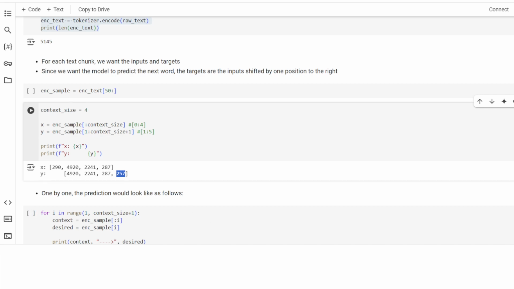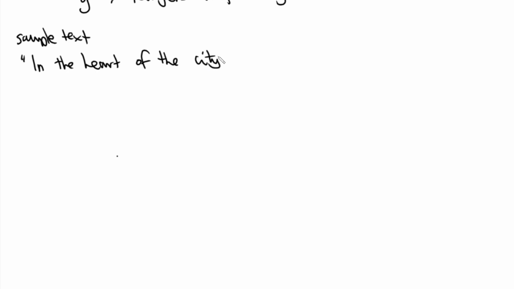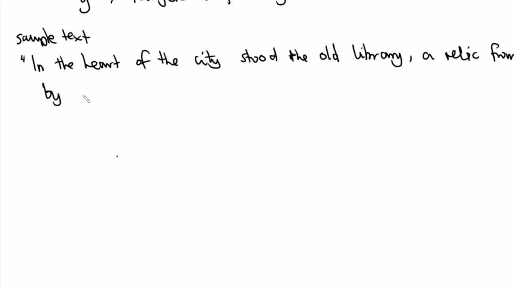So if I'm to go back to Smooth Draw, I can just show an example. Imagine our sample text was: in the heart of the city stood the old library, a relic from a bygone era. I can stop there. Okay, so this is our sample text, right?